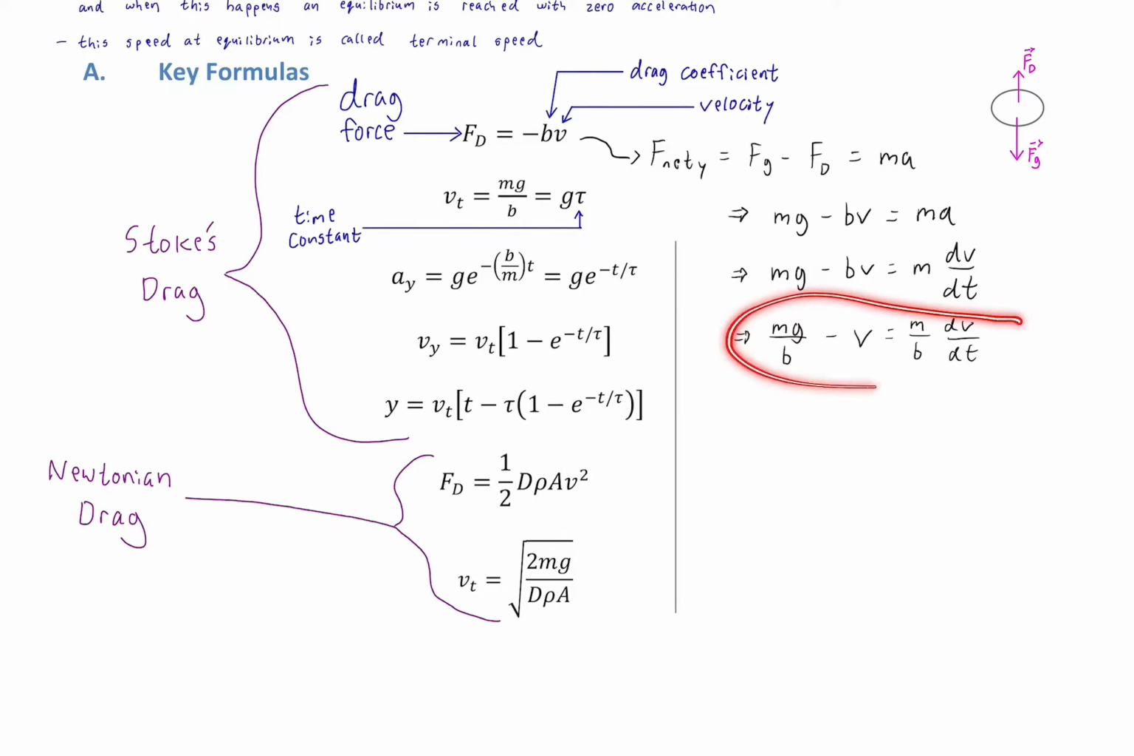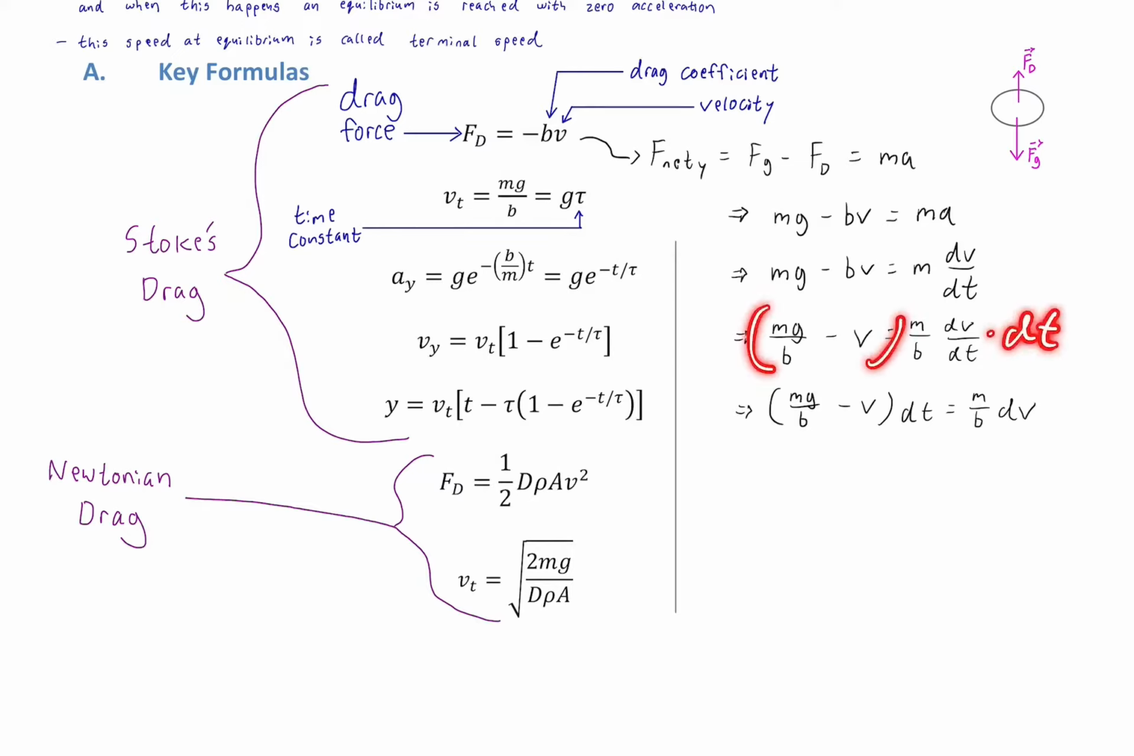And that's just going to make my life a little bit easier when I do the next step. Okay? So all I've done is just prep a little bit. Now what I'm going to do is actually move around the differential. So I'm going to multiply both sides by dt. Okay? When I do that, look what happens.